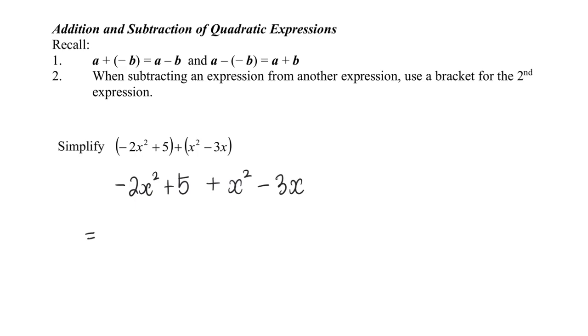And this will be equals to, I'm going to simplify all the like terms. I will have my negative 2x squared plus 1x squared, negative 1x squared. And I saw that there's no more like terms. I have a negative 3x, and a positive 5.